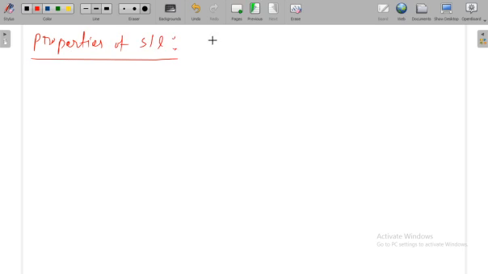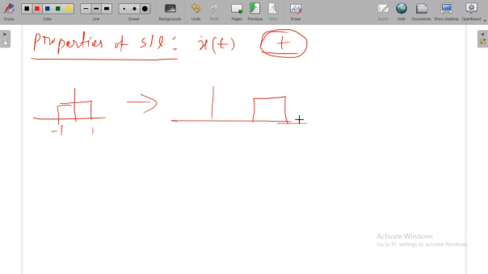If you take some signal x of t, we are going to analyze the property with respect to t. We are not worried about amplitude; now we are worried about the time nature. Say I have a signal from minus 1 to plus 1. I can move the signal like this, or I can move it like this. So this is like 3, 4, and this is like minus 3, minus 2. If I move it to the left side I may get this, and if I move it to the right side I may get this.